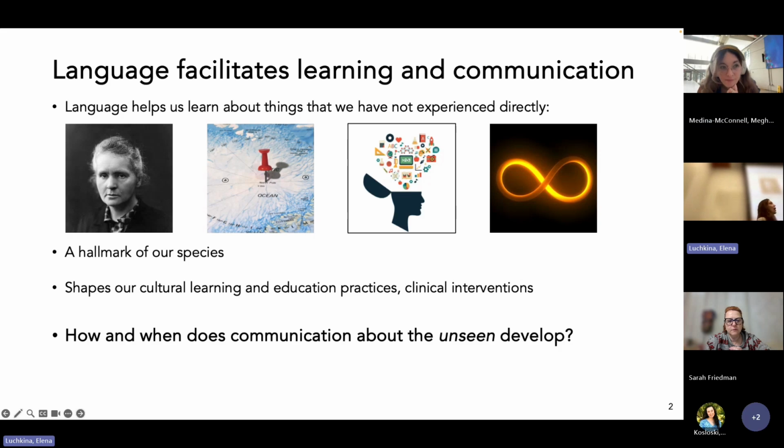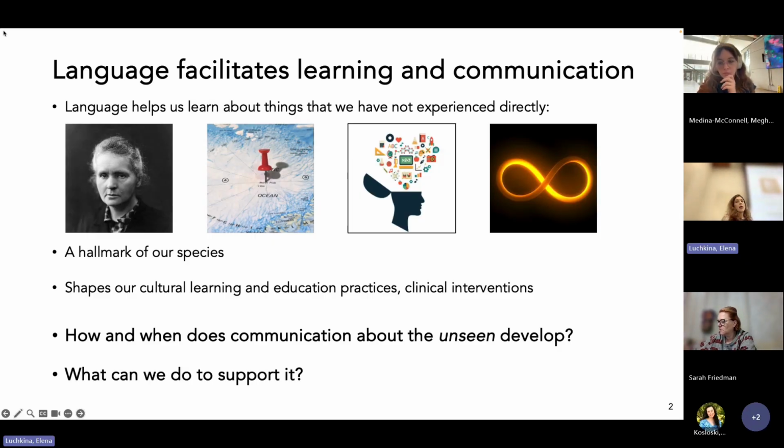So I'm asking how and when does this ability emerge? So does the communication about the unseen emerge? And when I say unseen, I don't necessarily mean unseen as in one modality. We can talk about things that are untouched, unsmelled, etc. So in any way not perceptually experienced. And the question is also, what can we do to support it? If we are parents, teachers, caregivers, policymakers, what can we do to support children's learning of this communication?